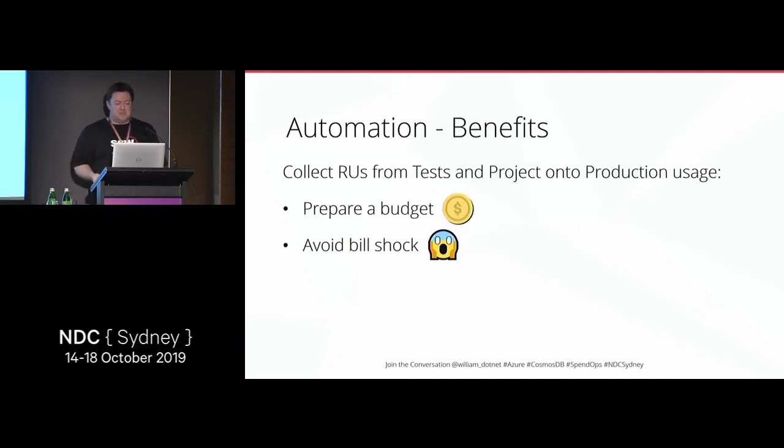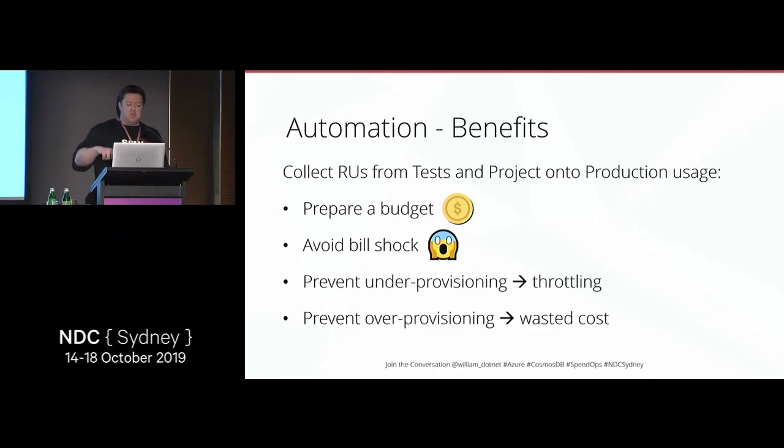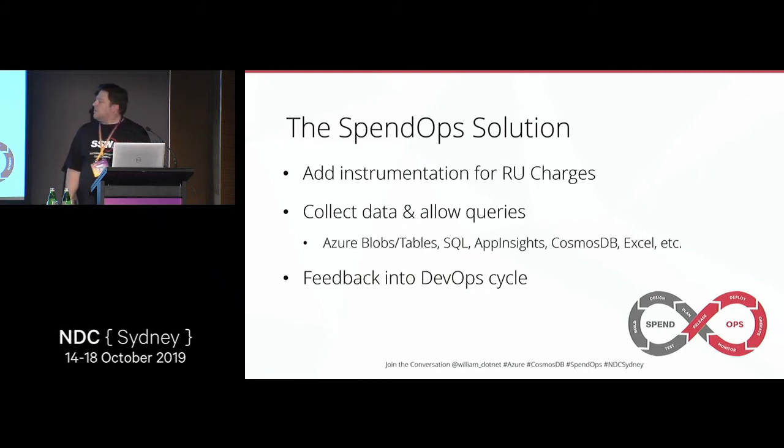The benefit of having all this automation is that if we collect the right information, we can project it onto our production usage. This will let us prepare a budget and avoid the dreaded bill shock. If we know how much things are going to cost, we won't have any surprises, and we'll make intelligent decisions. Once we know how expensive a feature is, we can avoid under-provisioning and getting throttled by the hot partitioning problem, or over-provisioning, where we're just wasting money for no reason. We just dial it up and make it go faster, but we're not using all that performance. So we want to stay in the Goldilocks zone.